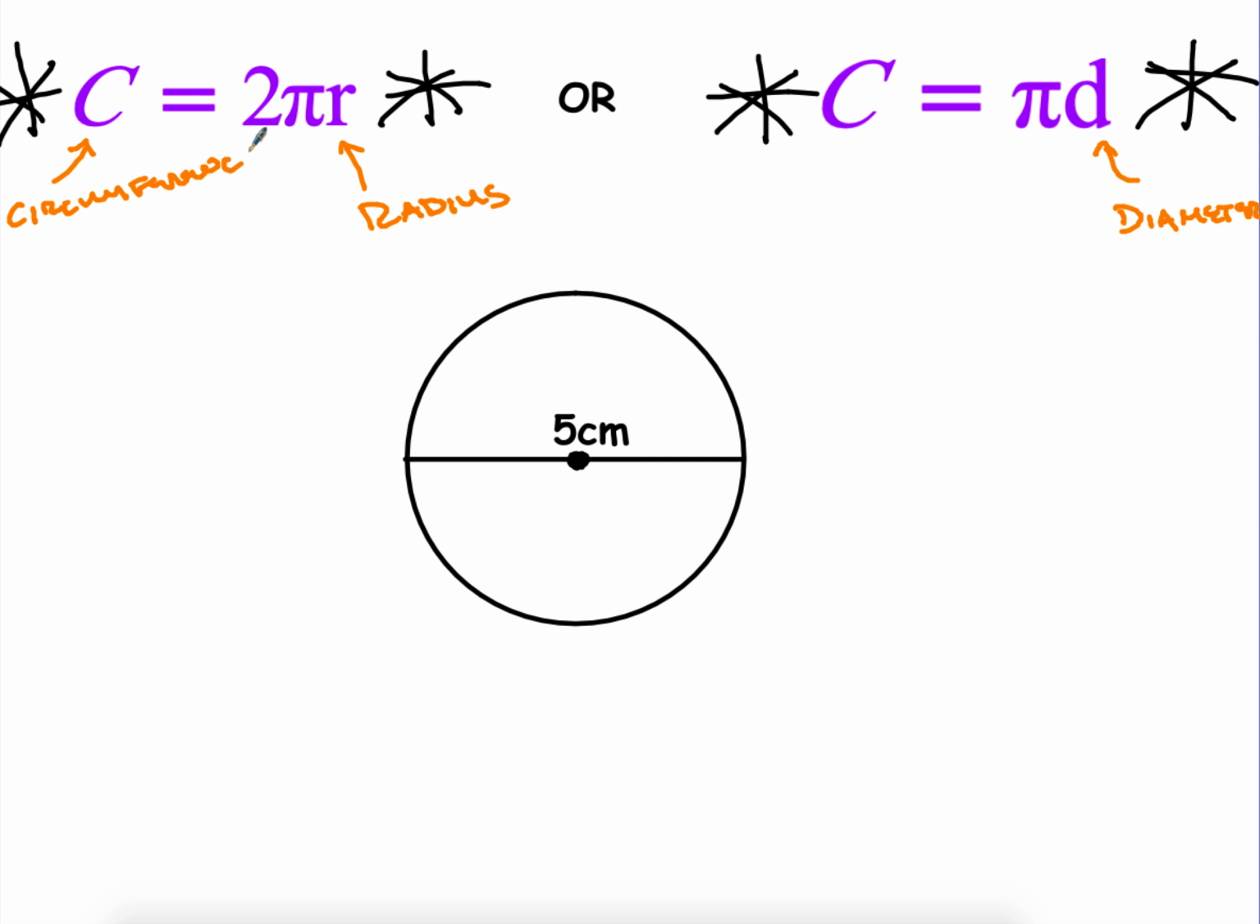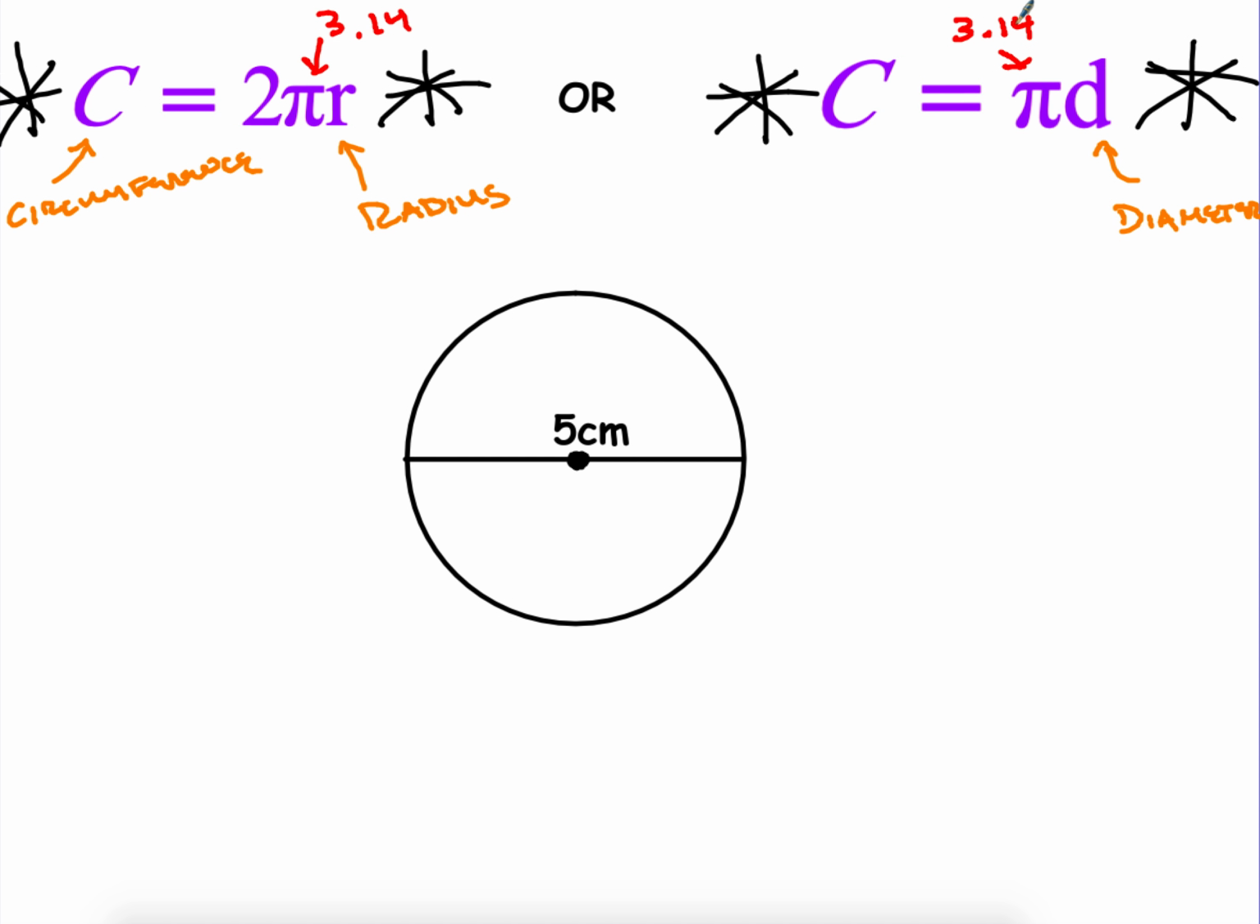To find the circumference, we take the radius, multiply it by 2, and multiply it by pi. And whenever we multiply by pi, we use 3.14. We can just stop at 3.14. I know some of you have memorized a lot of the values of pi. We don't need to do that. We can just use 3.14 for pi.